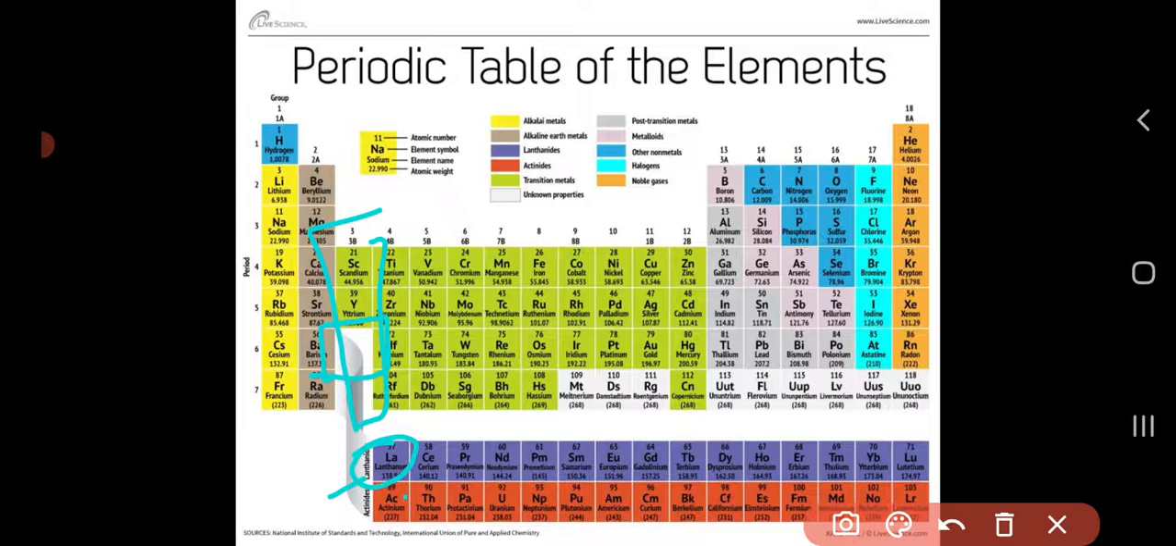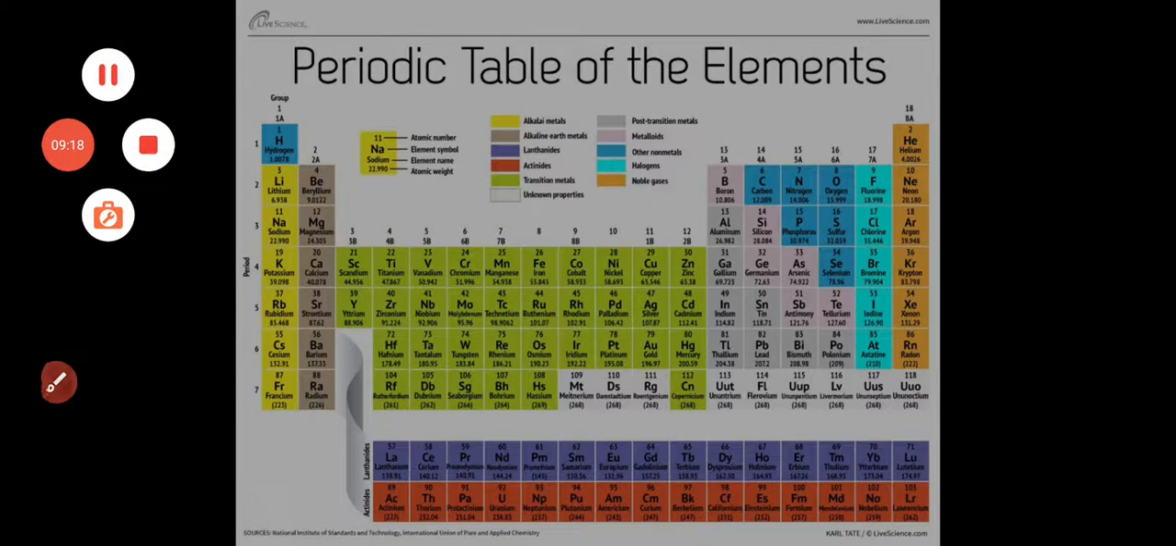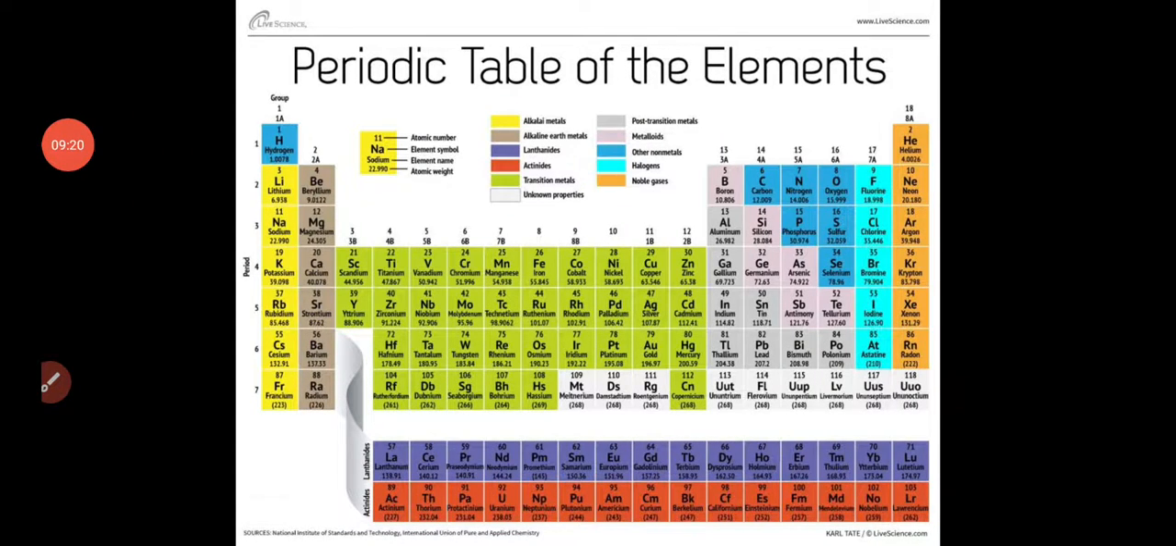All the elements after lanthanum up to lutetium have properties like lanthanum. All the properties match lanthanum, so the whole series is known as the lanthanide series. The actinides are the same in nature. From actinium to lawrencium, all the elements have the same properties as actinium, so they are known as the actinide series. This is the brief explanation of the periodic table of elements.